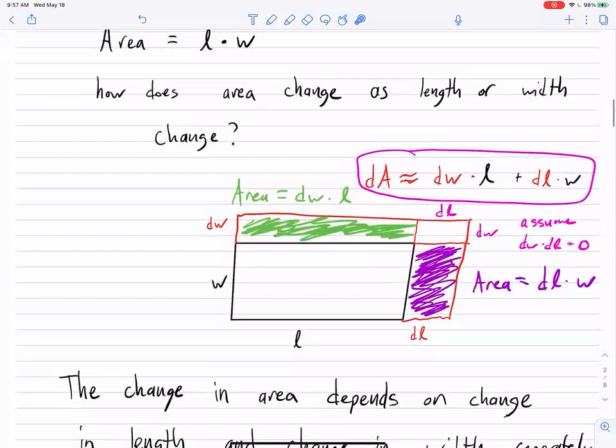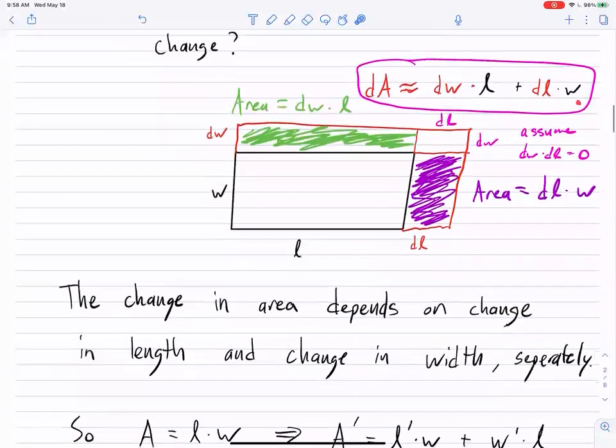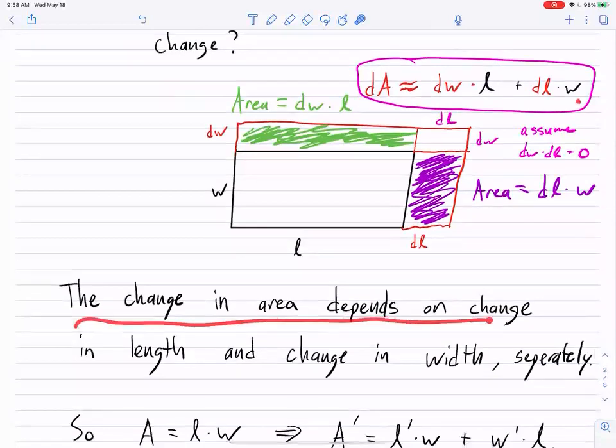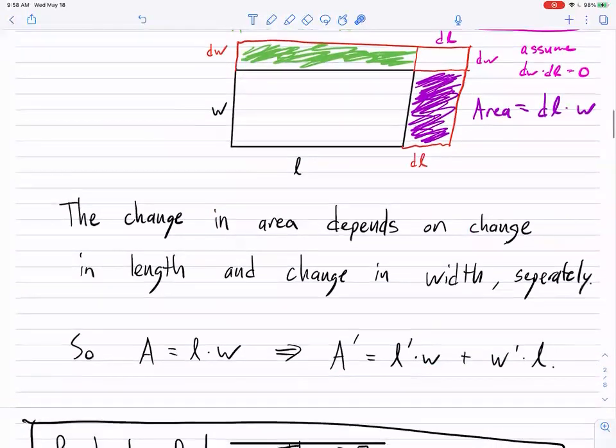And so bringing that back into calculus terms, that's telling us that the derivative of A is equal to the derivative of W times the length plus the derivative of the length times the width. So the change in the area depends on the change in length and the change in width separately. And so if area is length times width, then the derivative of area is the derivative of length times width plus the derivative of width times length.